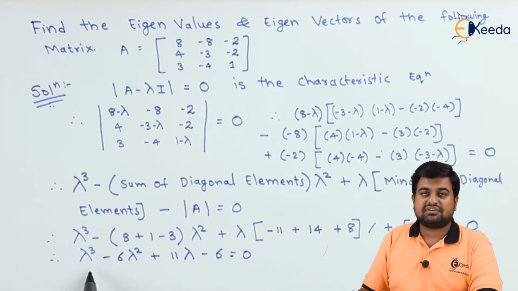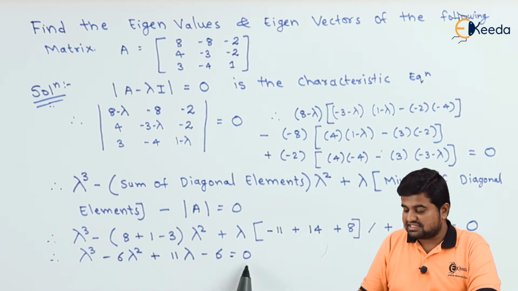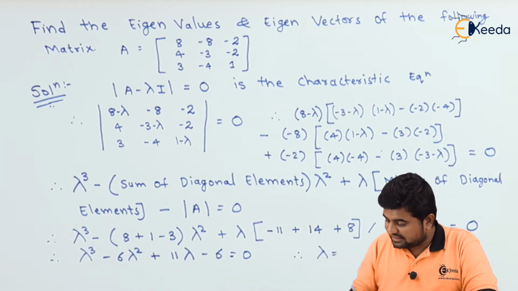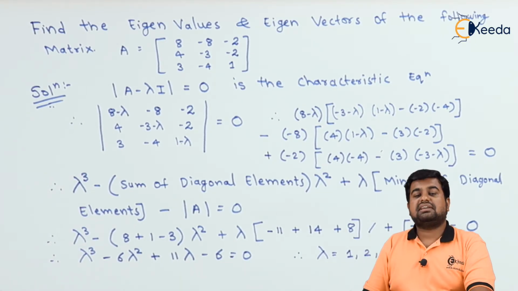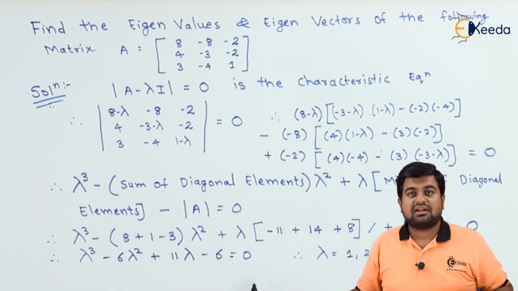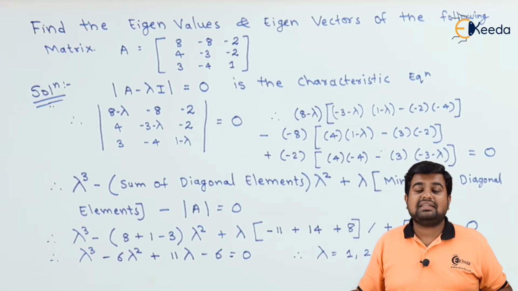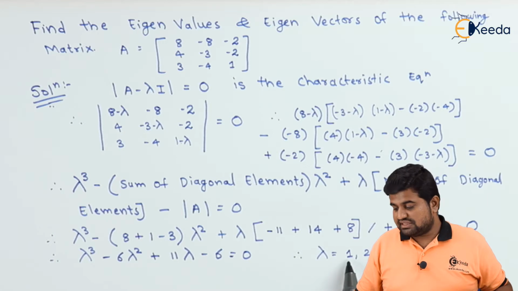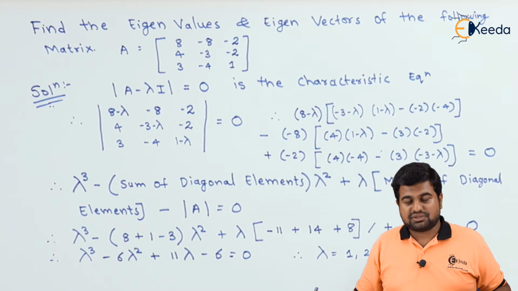Now again I'll put this equation into the calculator using ax cube plus bx square plus cx plus d is equal to 0 with the coefficients 1, minus 6, 11 and minus 6. Therefore lambda is equal to, I'll get 1, 2 and 3. So these are the eigenvalues of this particular matrix A. Lambda is equal to 1, 2 and 3. So let us take case 1, which is lambda is equal to 1, and solve the eigenvector, then lambda is equal to 2 and lambda is equal to 3.